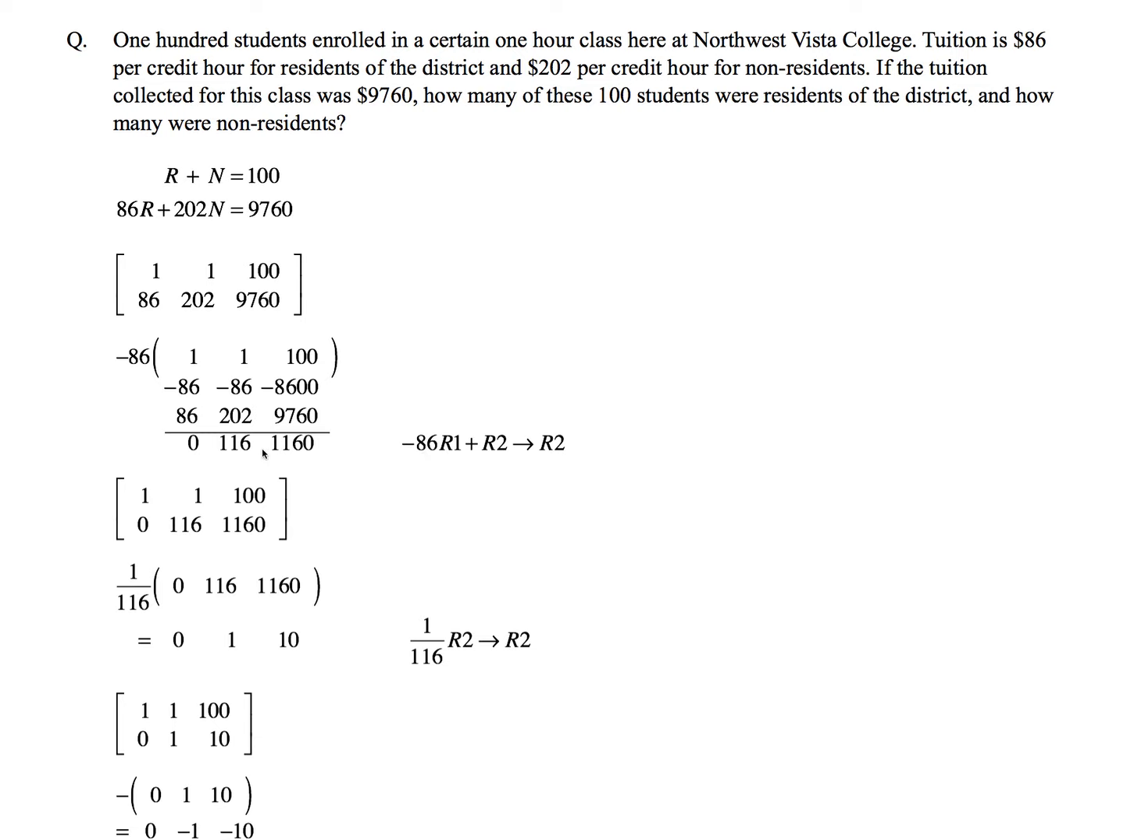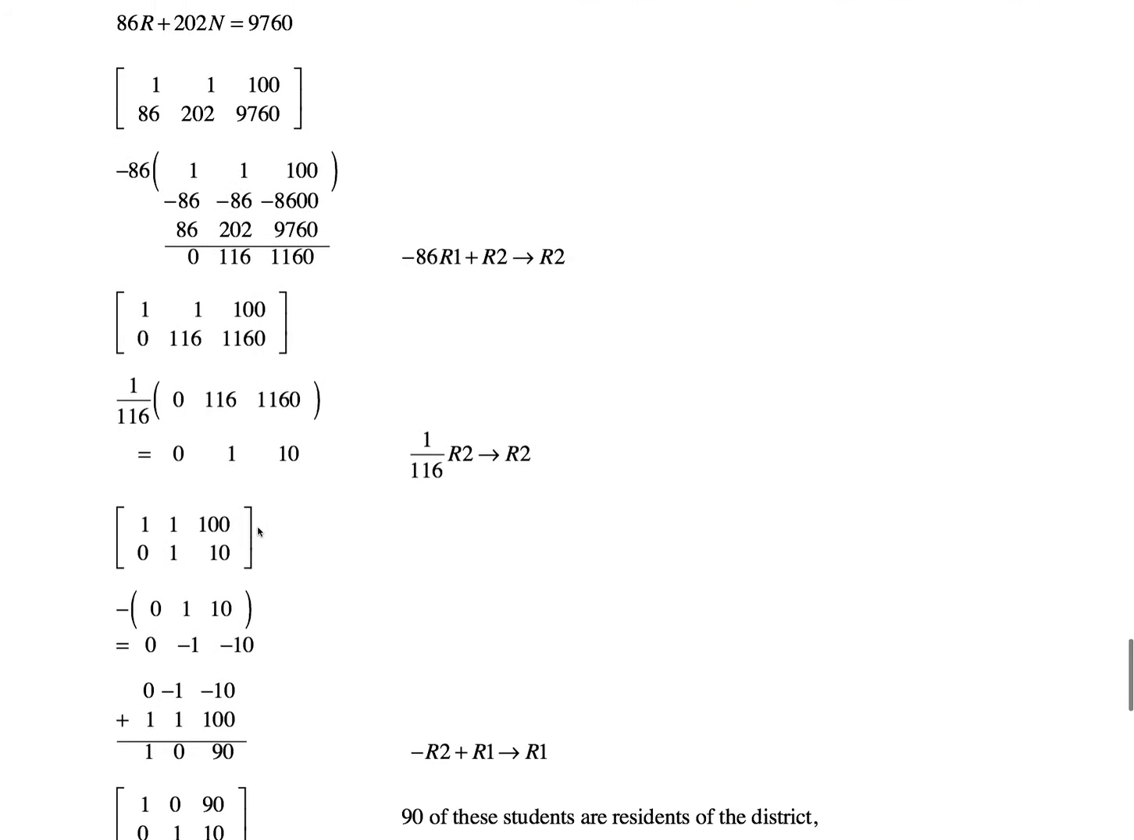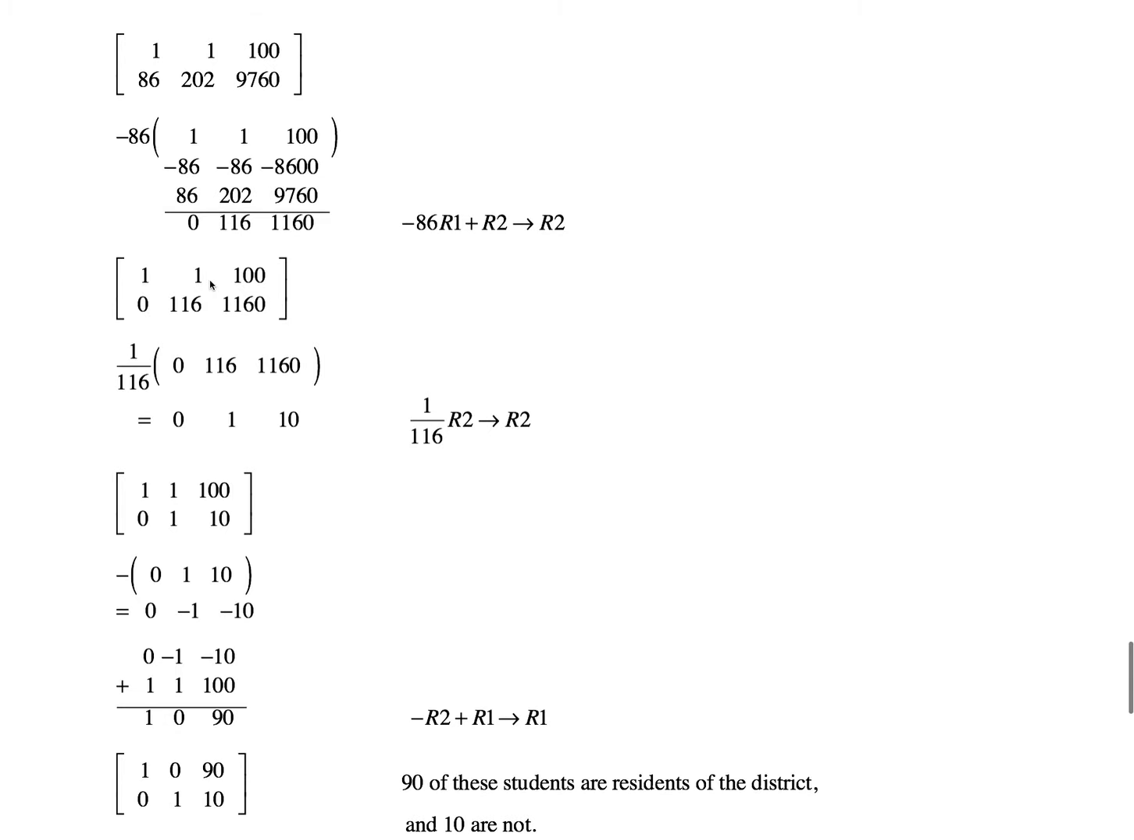The notation for that operation is negative 86 times row 1 plus row 2 goes into row 2. That new row changes our matrix into 1, 1, 100, and 0, 116, 1,160. And very conveniently, 1,160 is divisible by 116. A question on the exam will have that exact same circumstance, so that you'll have integer answers for the exam question as you will at the end of this question.